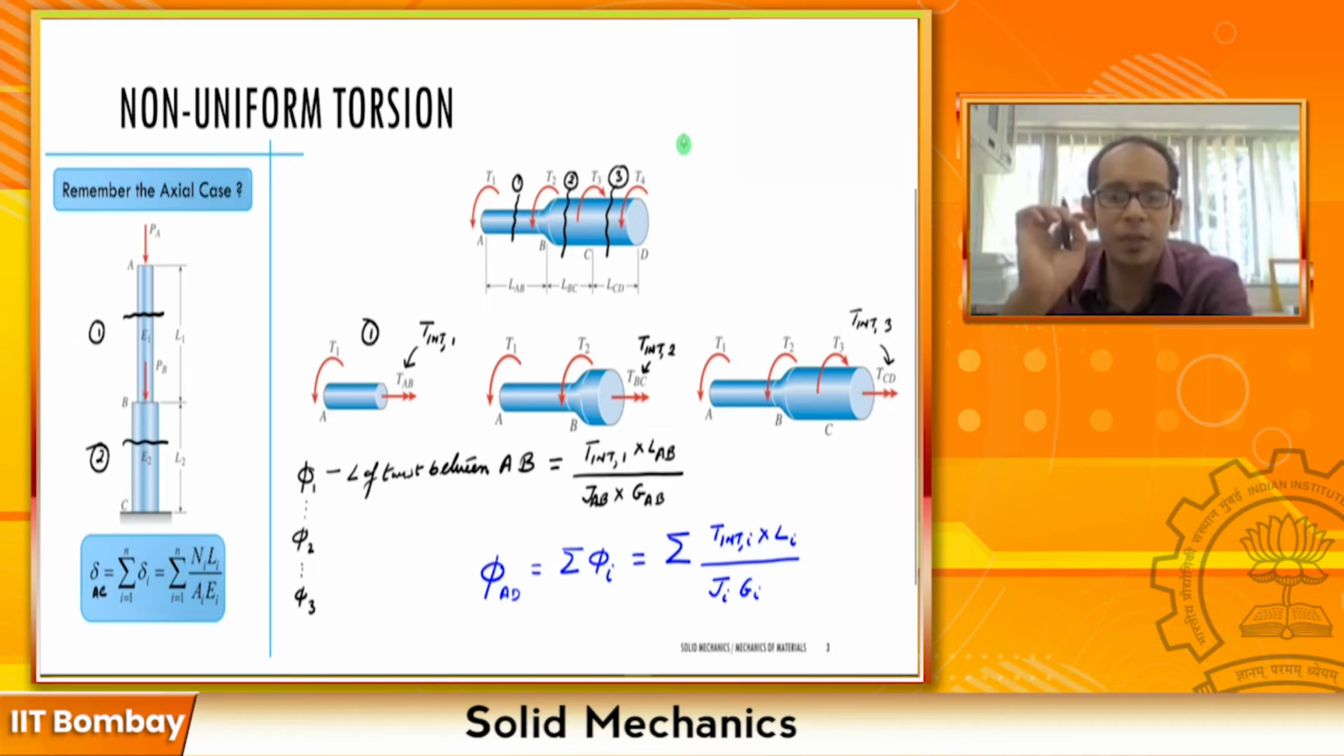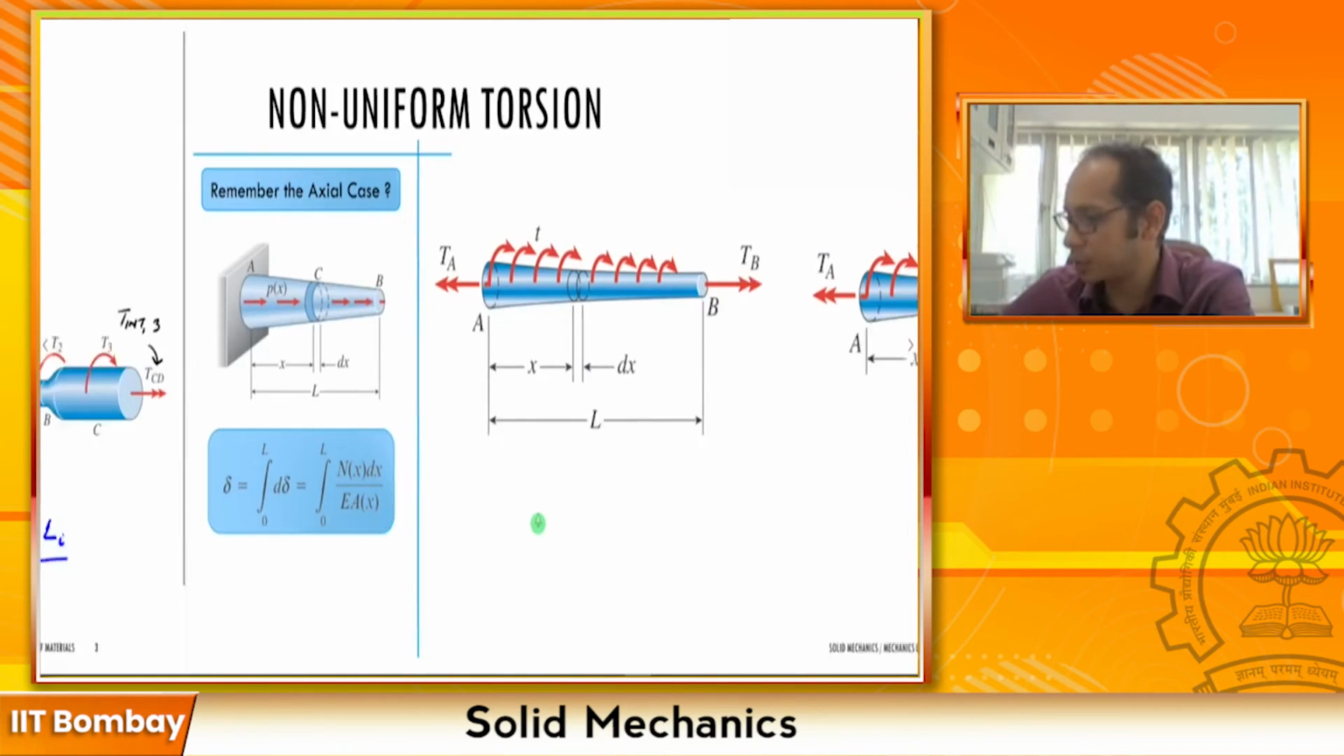So you see, analogically it is so similar. If you have properly understood and learned the derivation for the axial case, doing it for the case of pure torsion is actually pretty easy. Let's go ahead and look at some of the further analogies.